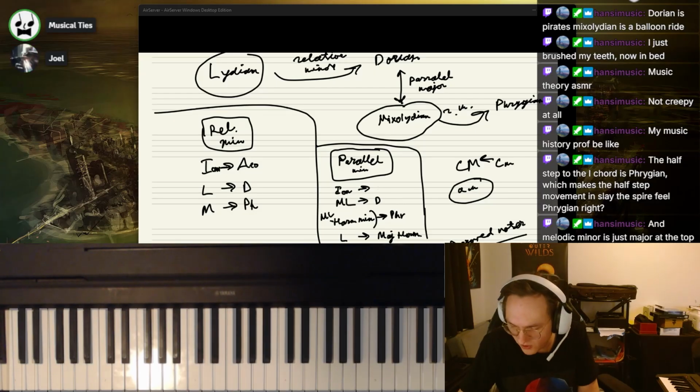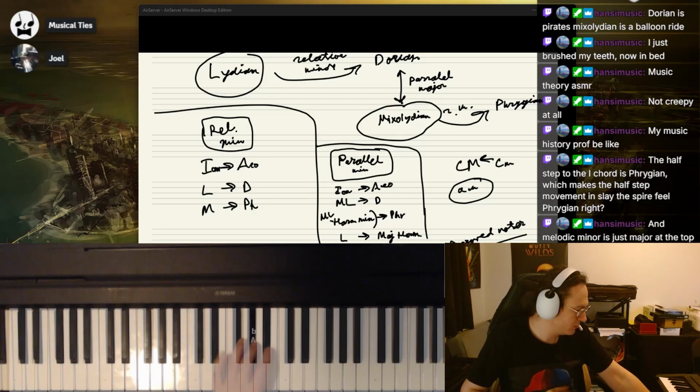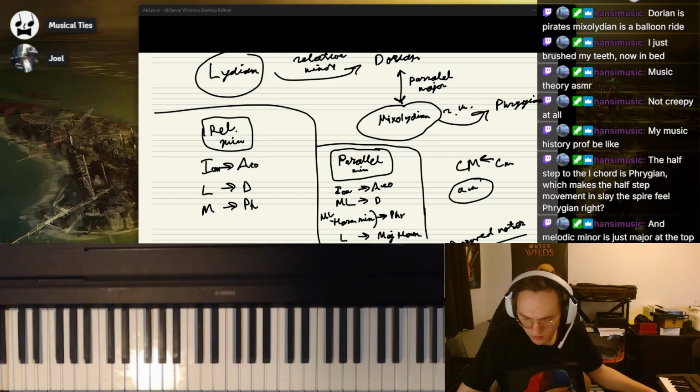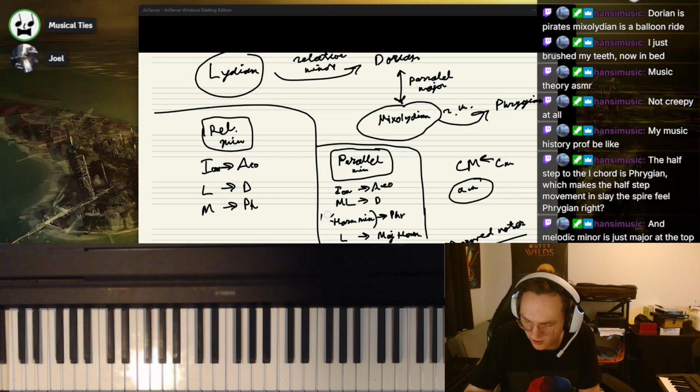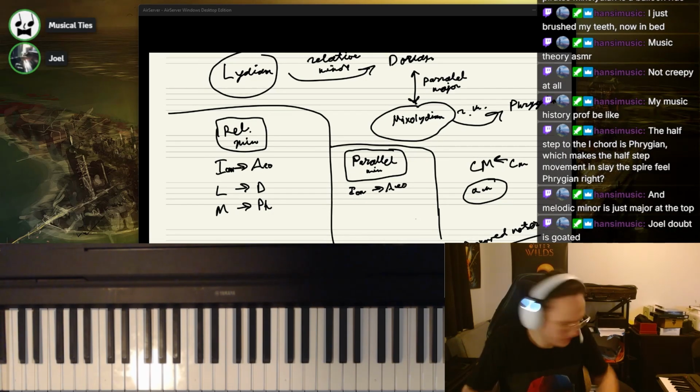Okay, so then this is Aeolian, of course. The parallel, well, they're both relative and parallel when it comes to Ionian and Aeolian. Okay, so then, all right, let's get rid of all this. So in Lydian, let's start from F, and you lower the third, 6th, and 7th.